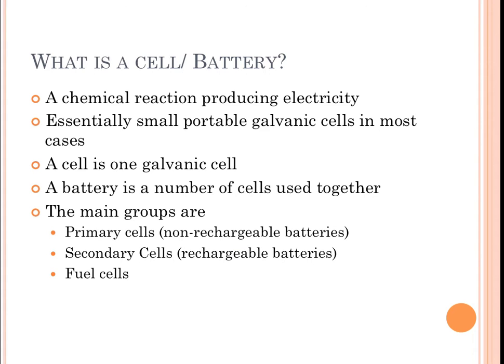So when we talk about a cell or a battery, what we're normally talking about when we colloquially say a battery is actually a cell. It's a chemical reaction that produces electrical energy. Okay? Most of the batteries that you would put into devices or you'd have in your phone are essentially small portable galvanic cells. Okay? A cell is one galvanic cell. If we talk about a battery in scientific terms, we are talking about a number of cells linked together.